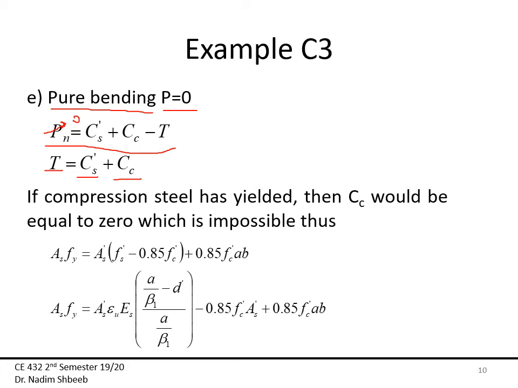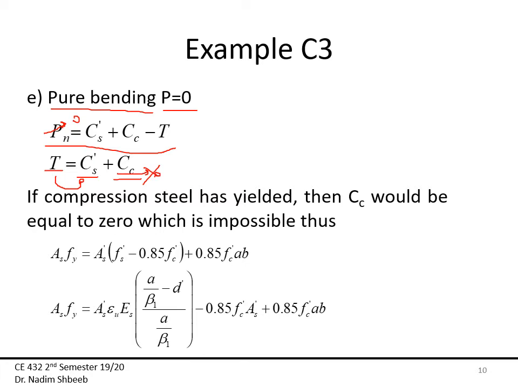Now, if I am assuming that it has yielded, and since this is a symmetrical column, then the area of steel in tension is going to be equal to the area of steel in compression, which means that T is going to be equal to C prime S, which means that C sub C, the compressive force in concrete, would go to 0, and we know that this is not right. So that obviously means that my compression steel did not yield.